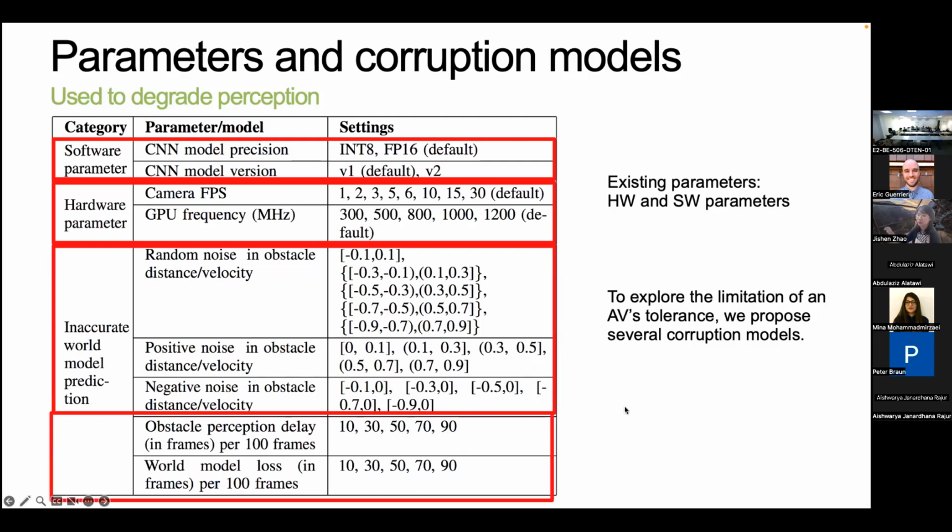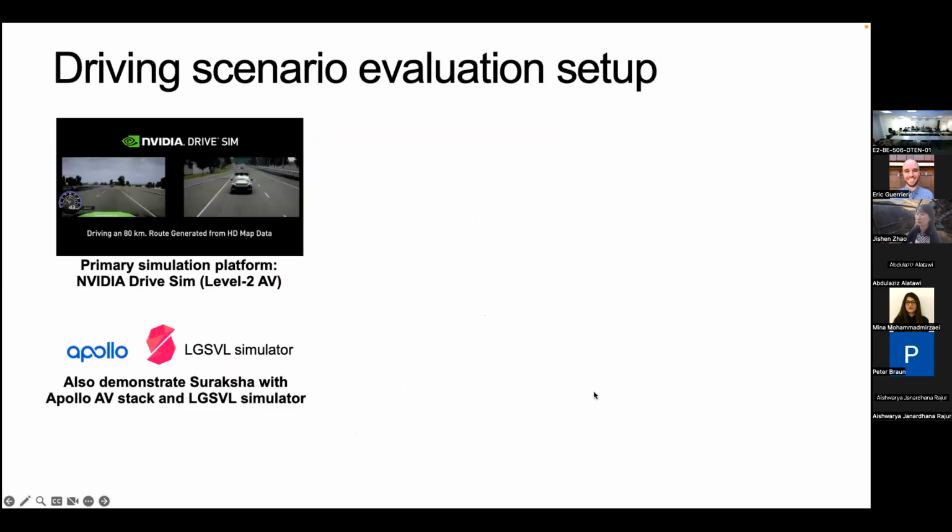And we also introduced some inaccuracy of the world model prediction in the form of obstacle perception delay that we add, and also the world model loss in the frames. So these are all the parameters we tune in our analysis. And the experiment hardware and software configuration is as follows.